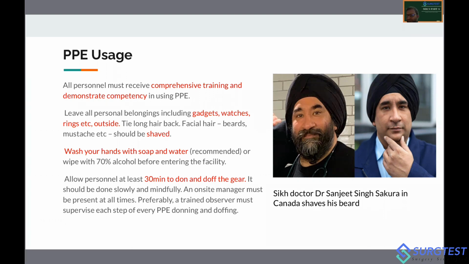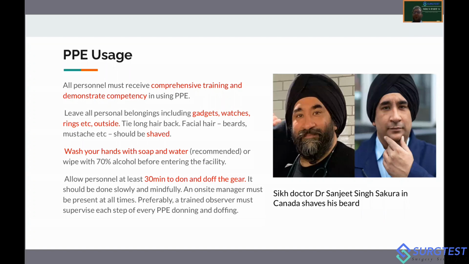So in a very unprecedented episode, a leading Sikh doctor, Dr. Sanjeet Singh Sakura in Canada, who was a head of a major tertiary care center's emergency services, in consultation with his religious leaders, removed his beard, which is against the tenets of Sikhism, for the sake of COVID. I mean, for a person who has known people from the Sikh religion, we must appreciate the kind of sacrifices people have made in fighting this pandemic.